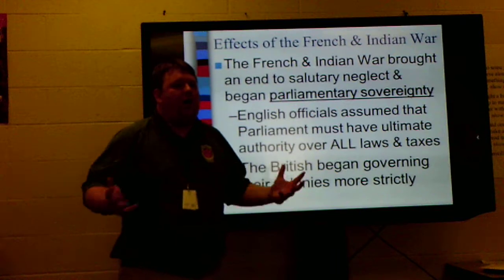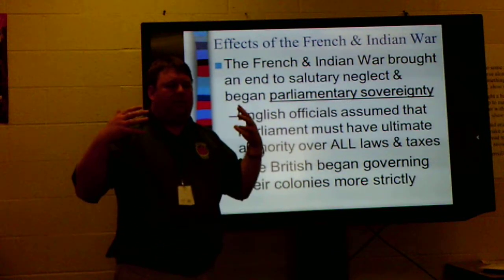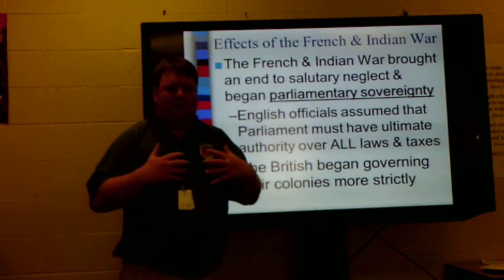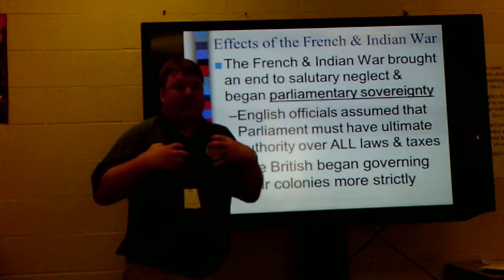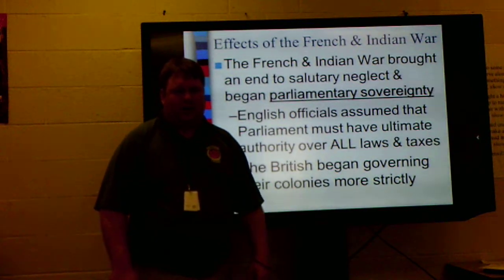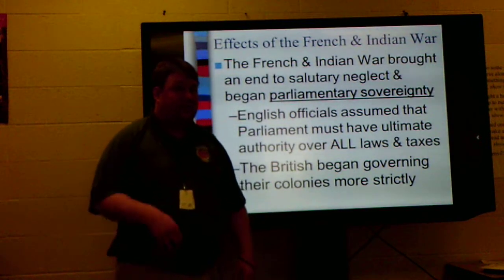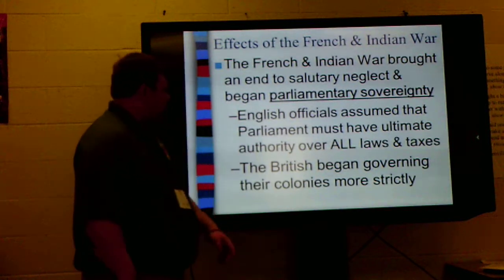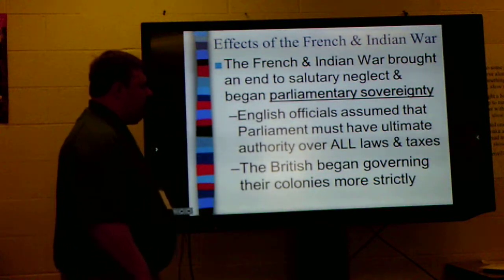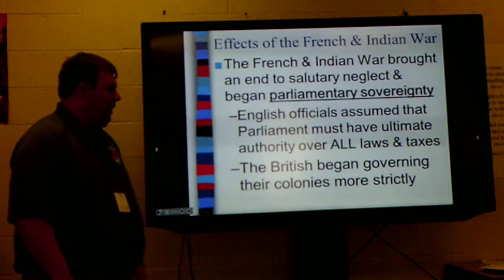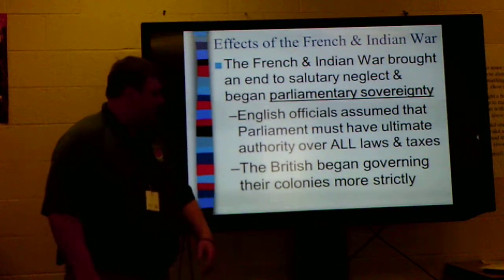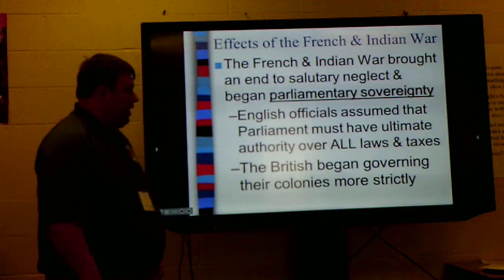So you can see we're coming to a boiling point where the colonists and the English are going to eventually start fighting each other. They don't consider themselves to be British anymore. They're starting to consider themselves to be something else, Americans. So the English officials assume that Parliament must have all ultimate authority over all laws and taxes, and the British began governing their colonies more strictly.